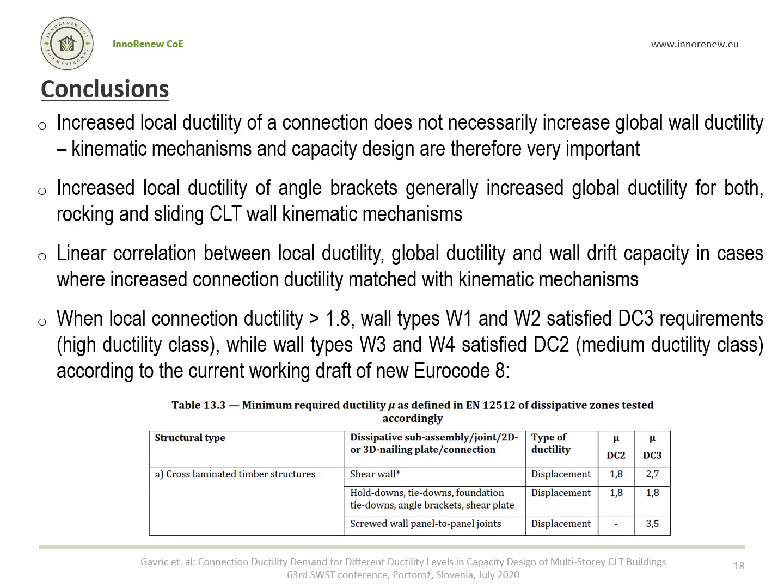In addition to previously discussed outcomes, we observed that in cases where local connection ductility was higher than 1.8, wall types W1 and W2 satisfied the ductility class 3 requirements, also called high ductility class, while wall types W3 and W4 satisfied DC2, the so-called medium ductility class, according to the current working draft of the new Eurocode 8.